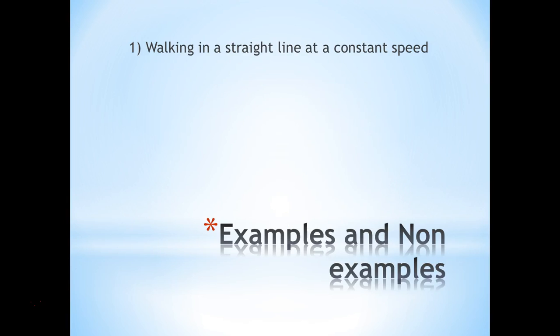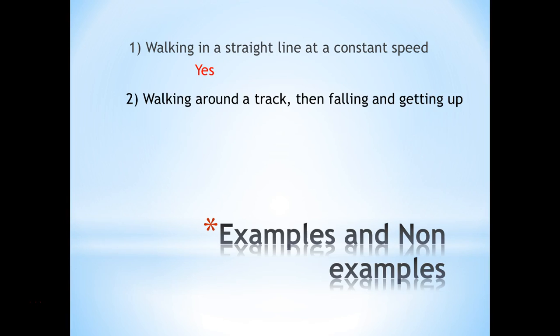Here are some examples and non-examples of uniform motion. So tell me, if you are walking in a straight line at a constant speed, is this uniform motion or not? Yes, it is. I'm sure you got that one. How about if you're walking around a track and then you fall over like a pigeon that's lying there and then you get up again? What would this be? This is not uniform motion.